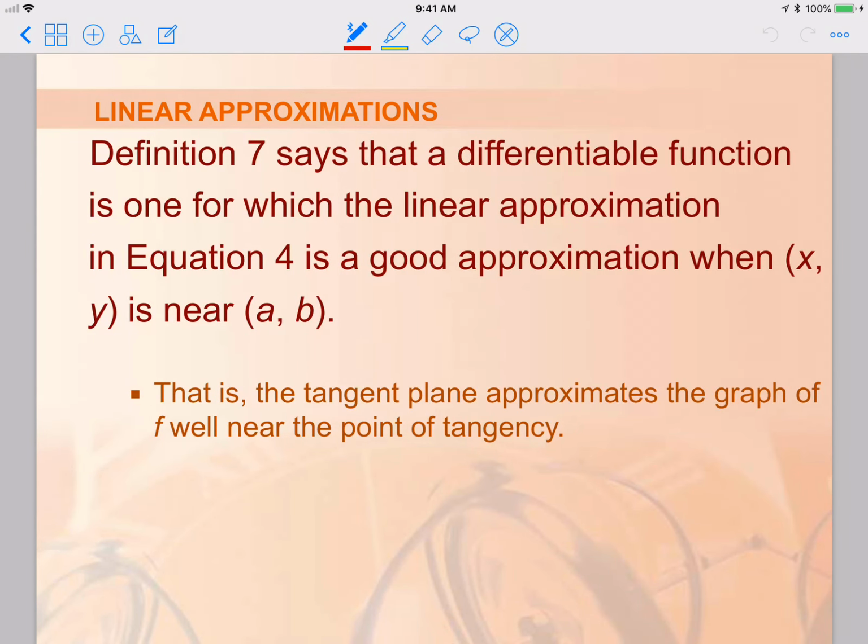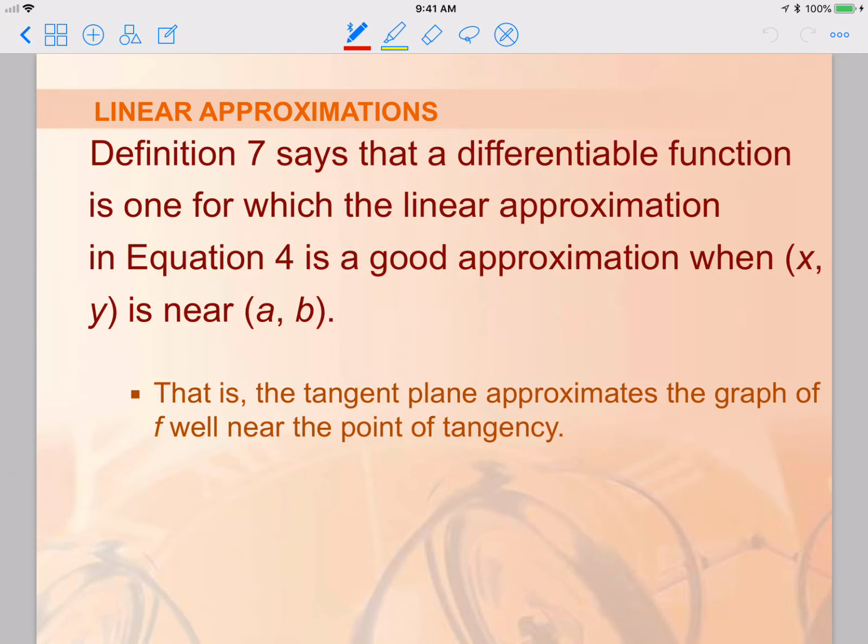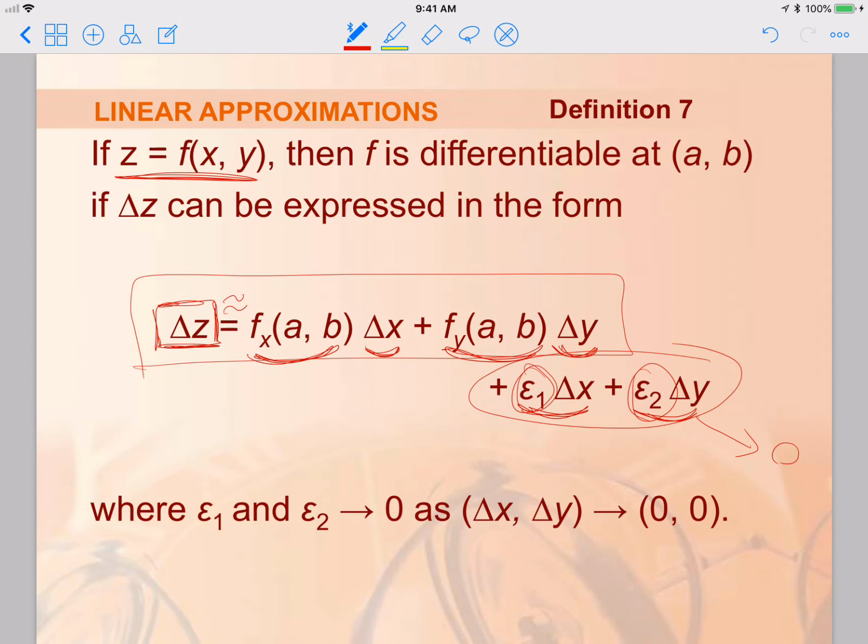Okay? So the result of that is going to tell us that as you let epsilon 1 and epsilon 2 go to 0, then that means that these are going to 0. So that means that this increment is approximately equal to this part right here, right? And that allows us to use the linear approximation as a good approximation for when x comma y is near a comma b. Because x comma y near a comma b means that these increments here are small.